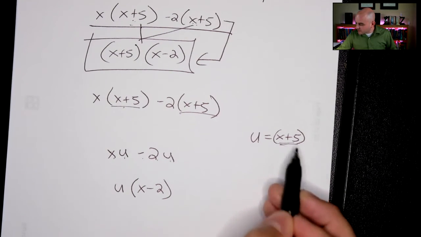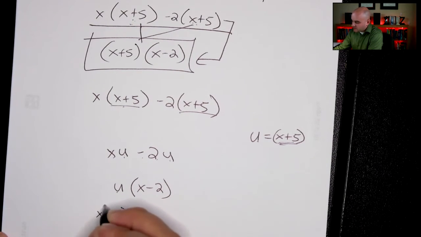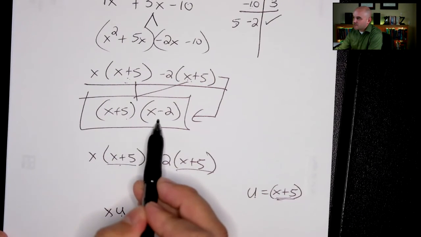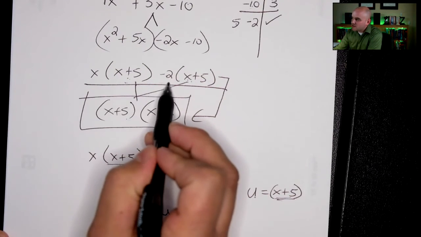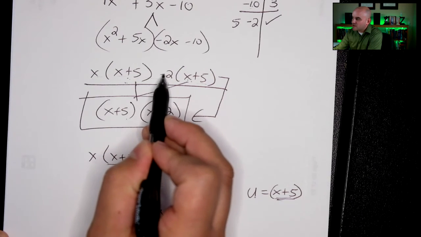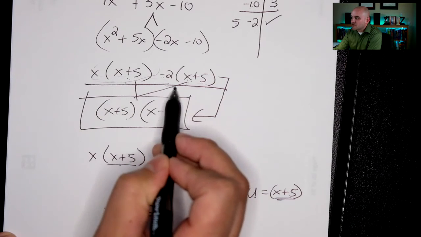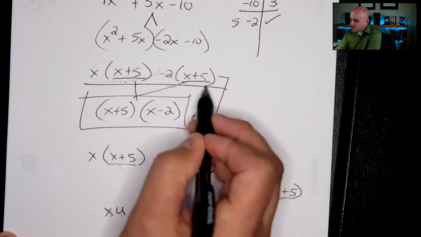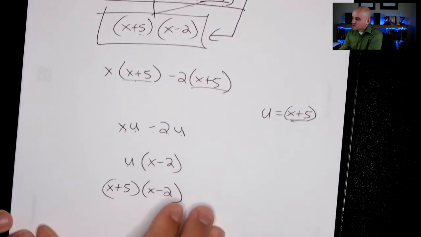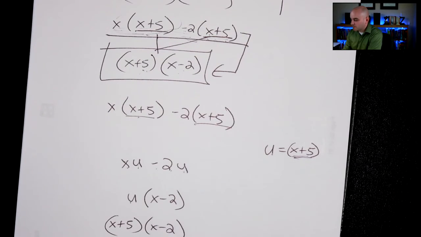And remember that u equaled x plus 5. So if I put x plus 5 back in for u now, I get x plus 5 times x minus 2. Oh, that's what we had right here, isn't it? So essentially this is one big binomial. There's only one operator, a plus or minus, in between. This is one term, this is the other term. And so we're saying, hey, we've got an x plus 5 in common. Let's factor that out, and what's left over is x minus 2. So that's the reason why we show up with just one x plus 5 up here, okay?